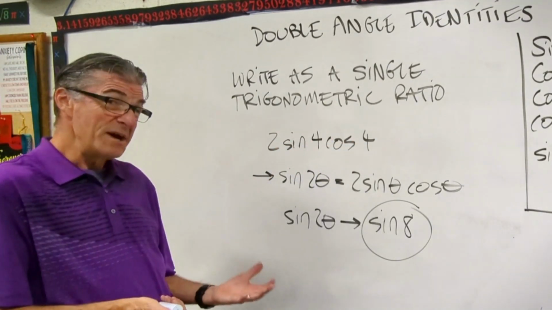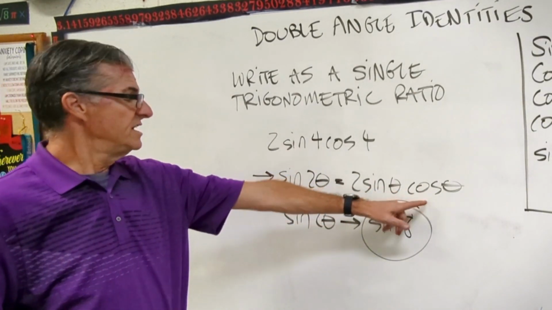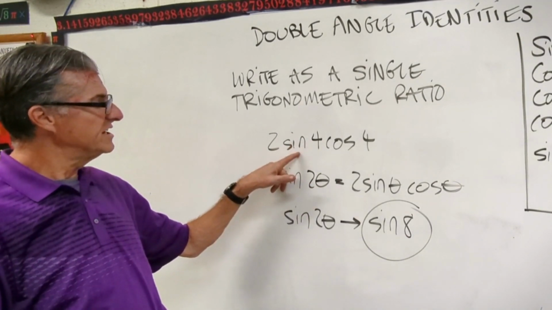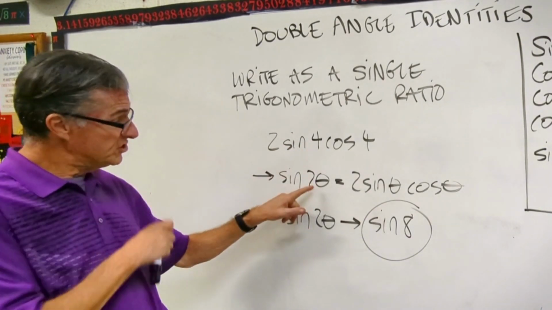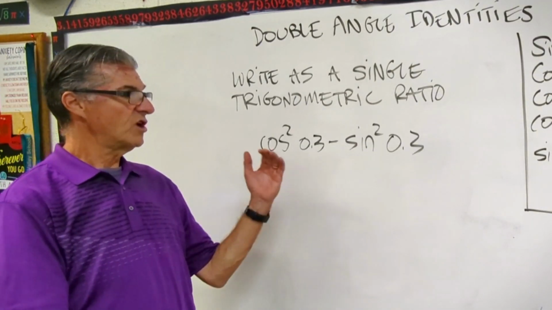Okay, so this is kind of basically sort of just a substitution. We have 2 sine theta cosine theta is the same as sine of 2 theta. Now we know that sine of theta is sine 4, so sine of 2 theta is just going to be sine 8. All right, try this one.